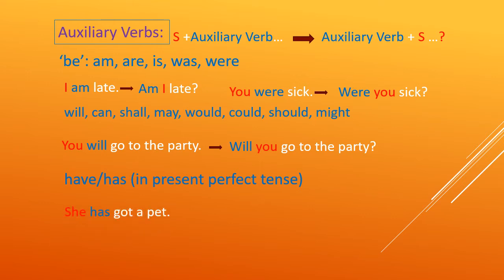The last one is "has" or "have," which is used in present perfect tense. She has got a pet. To make it a question, we just swap "has" and "she." Has she got a pet?